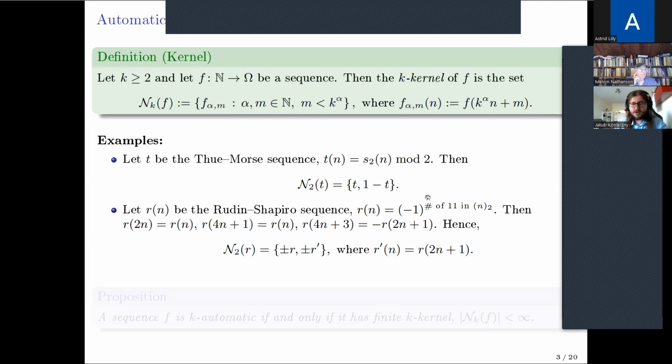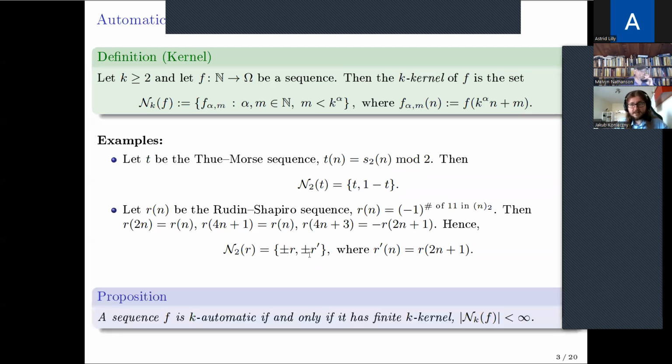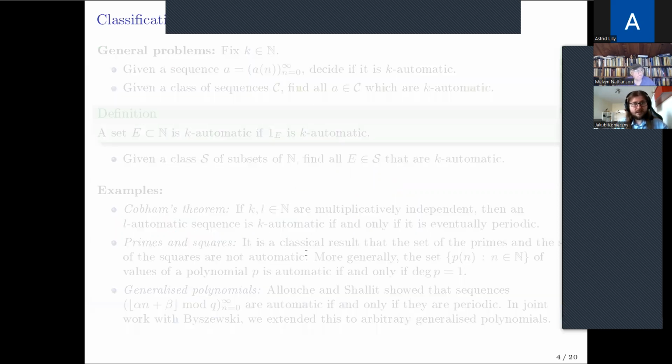For the Rudin-Shapiro sequence, we have a couple of nice recursive relations, and from them it's not hard to infer that the kernel consists of the Rudin-Shapiro sequence and the Rudin-Shapiro sequence restricted to odd integers. And as it turns out, a sequence is automatic if and only if it has a finite kernel. Now, a very natural class of problems for automatic sequences is classification problems.